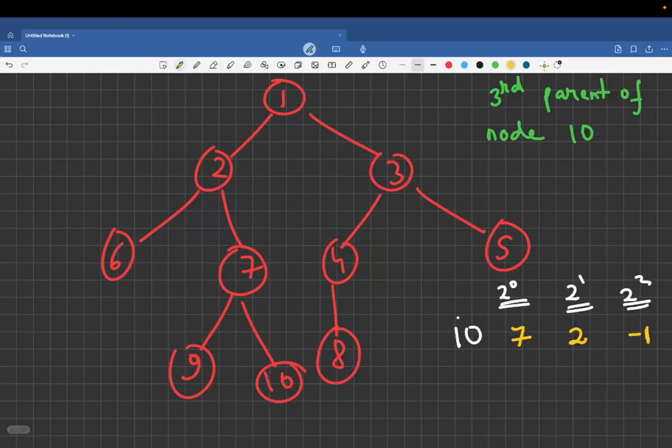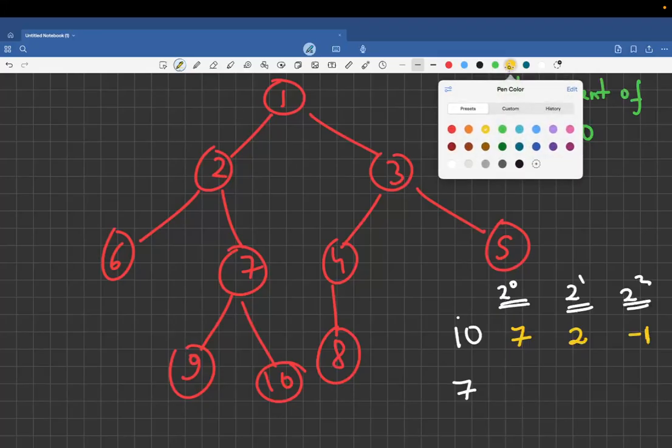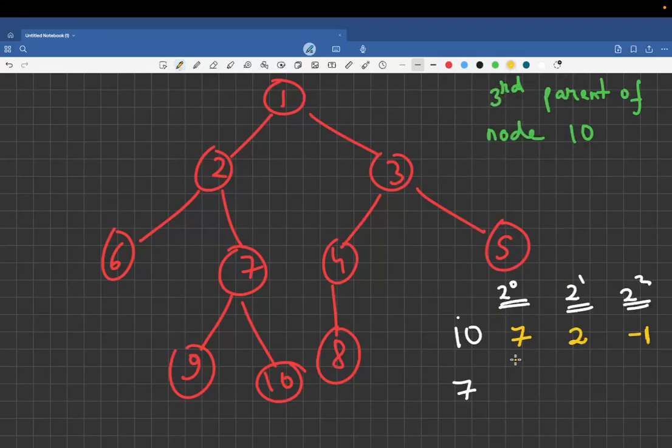Similarly, for node 7, can you tell me again all these three values? For now, only these three values are needed for this particular example. That's why I'm just keeping it up to 2 power 2. 2 power 0th parent for 7 is 2. 2 power 1th parent is 1. And 2 power 2th parent does not exist, so I'm just storing it as minus 1. And similarly for node 2, can you tell me 2 power 0th parent? It is 1, right? 2 power 1th parent does not exist. 2 power 2th parent does not exist. These are the values I have. I have populated it for each and every node, but for this particular node 10, I only need these values. So I have just written these three values.